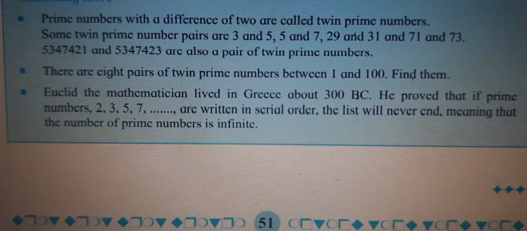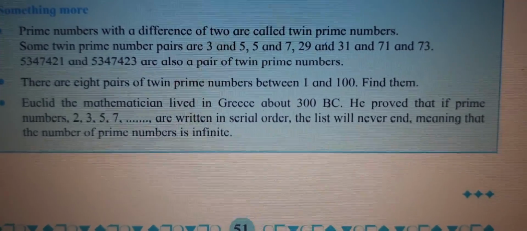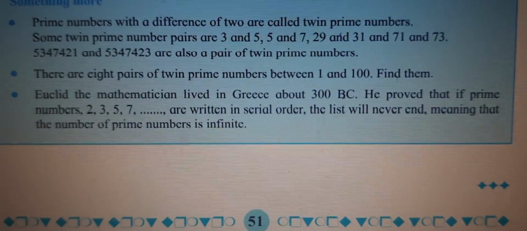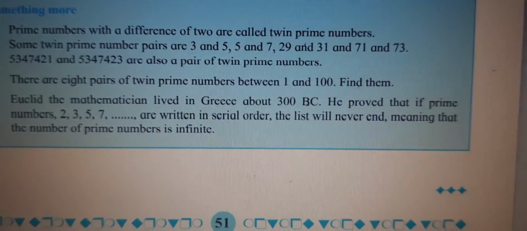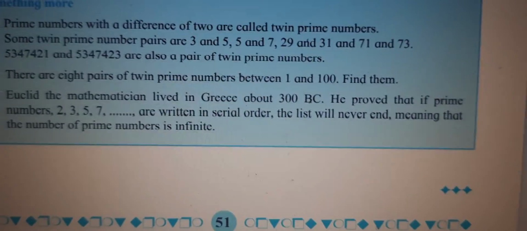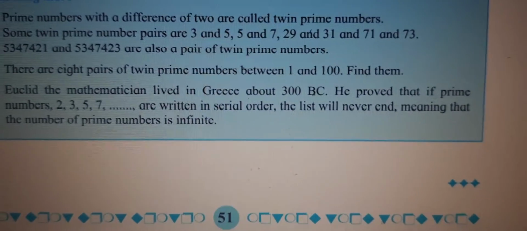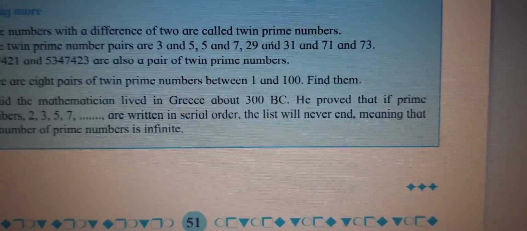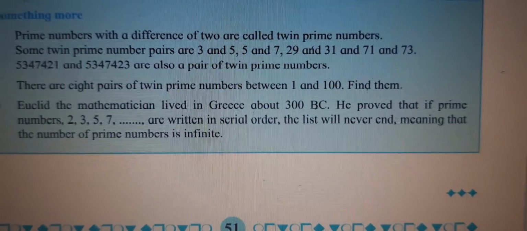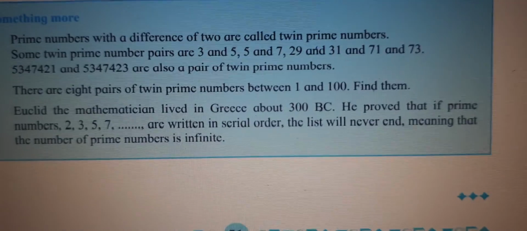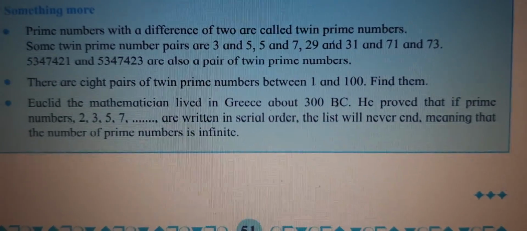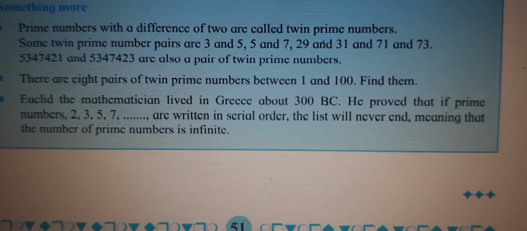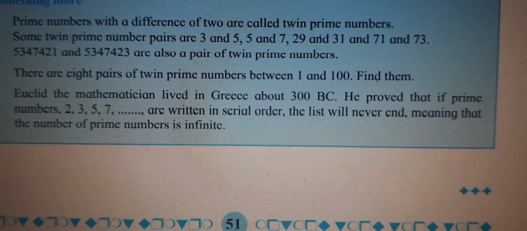Euclid, the mathematician, lived in Greece about 300 BC. He proved that if prime numbers 2, 3, 5, 7, and this dot dot means infinite, are written in serial order like 1, 2, 3, 4, 5, 6, the list will never end, meaning that the number of prime numbers is infinite. It's understood, children, when numbers are infinite, prime numbers also will be infinite. There is no end for numbers, so there is no end for prime numbers.